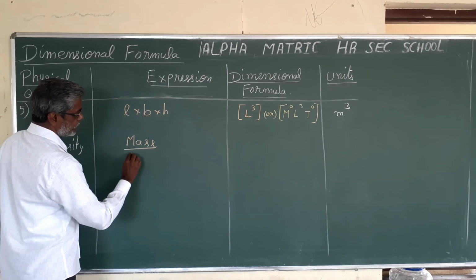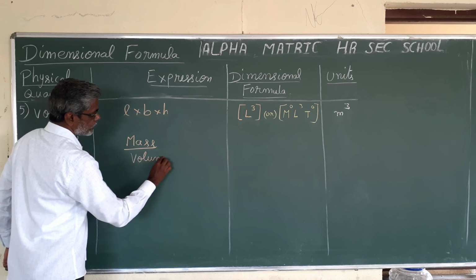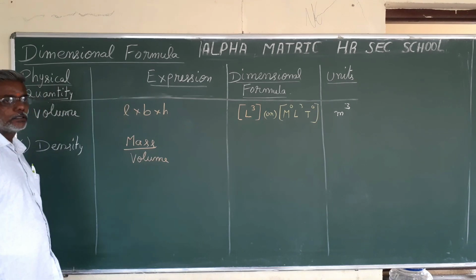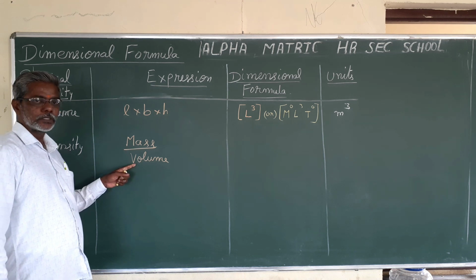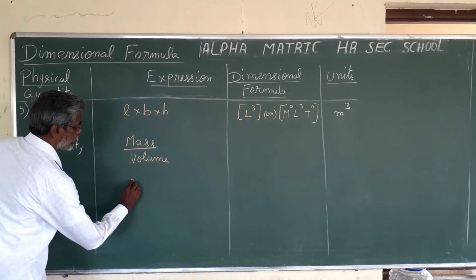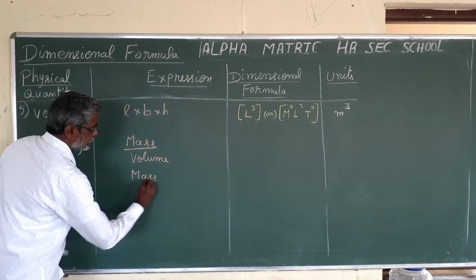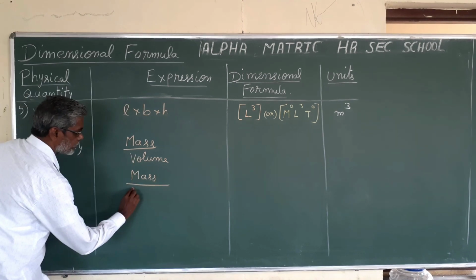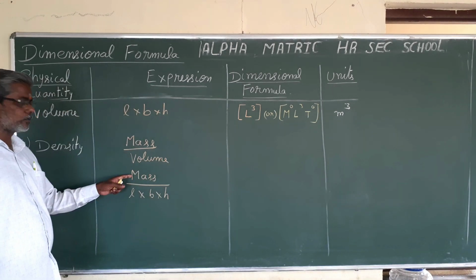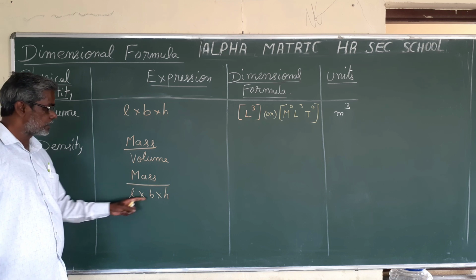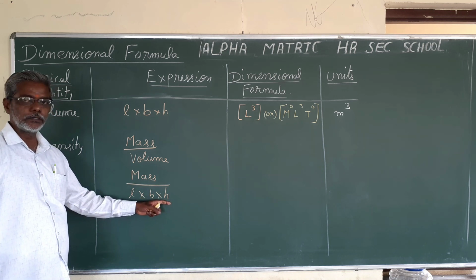Mass by volume. Density is what? Mass by volume. Mass is a fundamental quantity. Volume is a derived one, so convert it into fundamental ones. So I can write mass divided by volume, and volume I can write as length into breadth into height. Now mass is a fundamental one, and all these things are fundamental quantities.